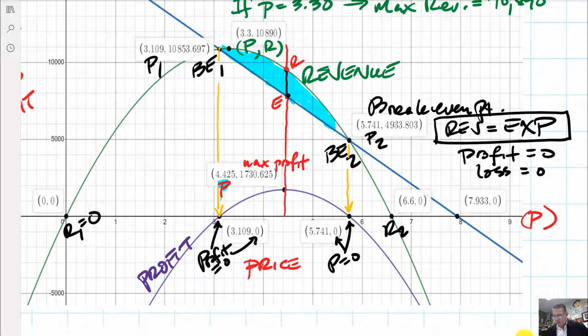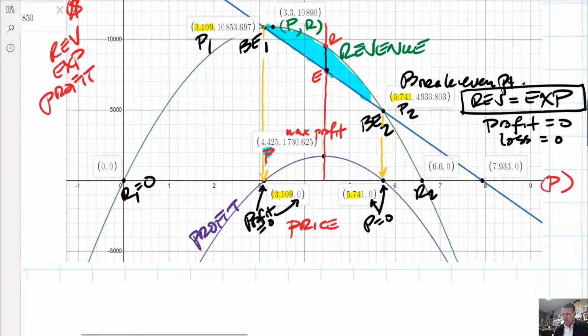And so wherever the break-even price is, if you go straight down, that's where your profit curve should meet, because at the break-even point, there's 0 profit. So your profit function has to hit the x-axis, or the price axis in this case, at the same position, so at $3.11. Notice these are the same. Let me highlight these. So $3.11, $3.11, and then $5.74, and then $5.74. They should match.